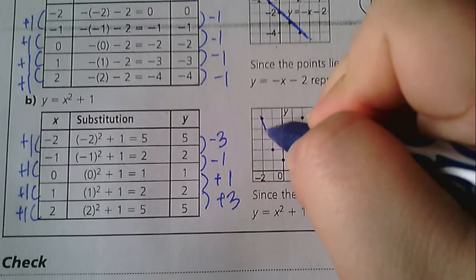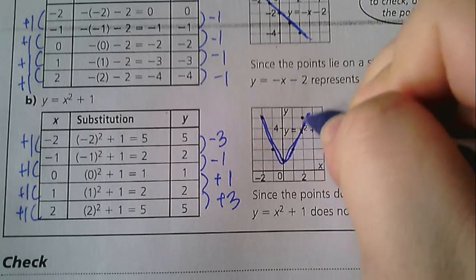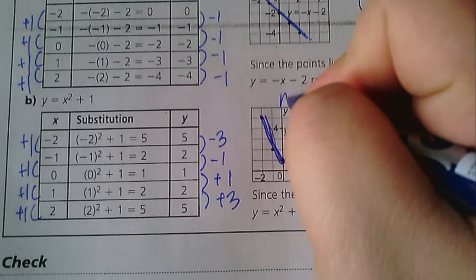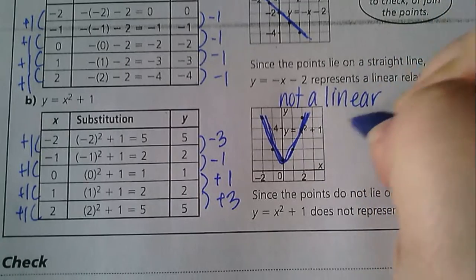Let's take a look at our graph. If we join the points here, oh my goodness. If we join the points, that definitely is not a straight line. So this one is not a linear relation.